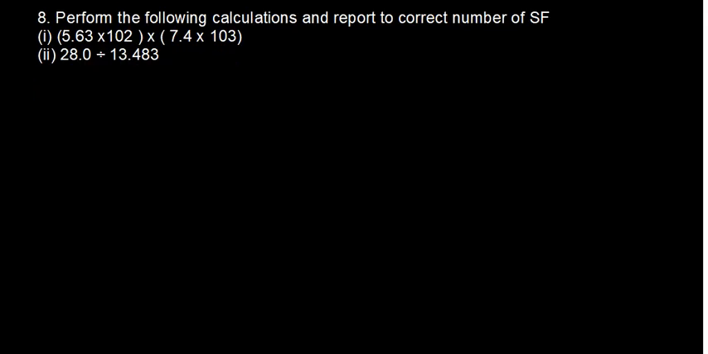Perform the following calculations and report the correct number of significant figures. Just like we talked about, for addition and subtraction, you look at the least number of decimal places. But for multiplication and division, we look at the least number of significant figures that you have.